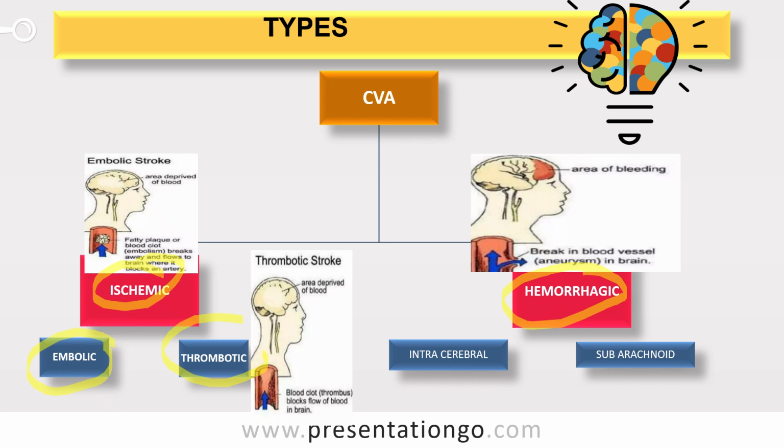Hemorrhagic, on the contrary, means a break in the blood vessel. That is, your blood vessel has been broken, and because of that break, or what we more commonly call in medical terms a rupture, blood flows into one of the areas, leading to hemorrhage. It can be intracerebral, that is inside, or it can be subarachnoid.